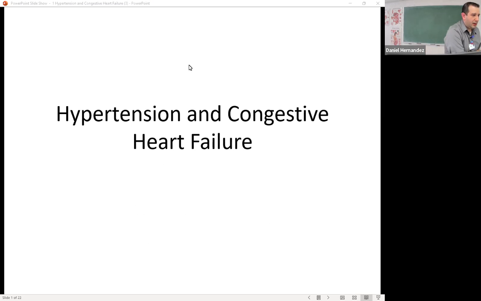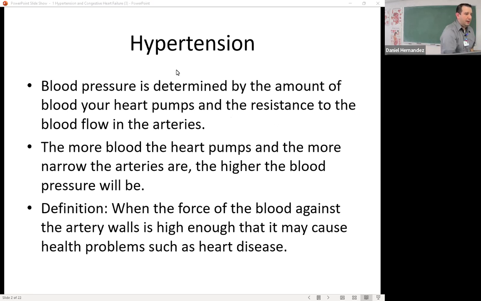So we're going to start out with hypertension. Hypertension is a term we're all very familiar with, high blood pressure. But there are a couple of different components to the reasons why a patient may potentially have hypertension. Blood pressure is determined by the amount of blood that the heart has to pump, so that blood volume, as well as the resistance which that blood flow goes up against. So that's peripheral resistance, or resistance within the arteries themselves.